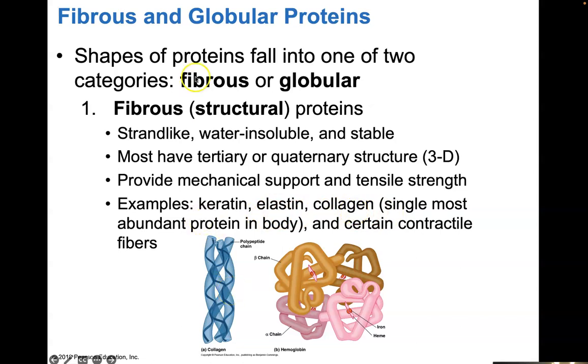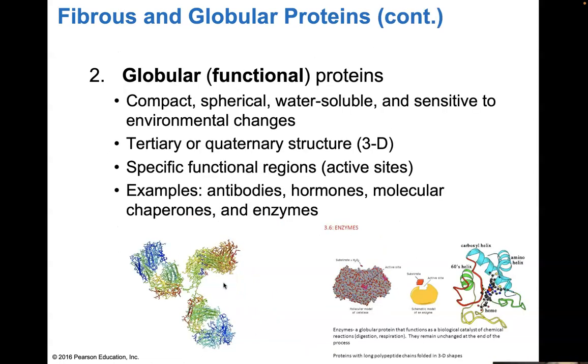These are just, again, these fibrous proteins. And collagen is actually the single most abundant protein in your body. It really provides some good structural tensile strength. And so certain contractile fibers will also fall into that. But those are some really important fibrous proteins.